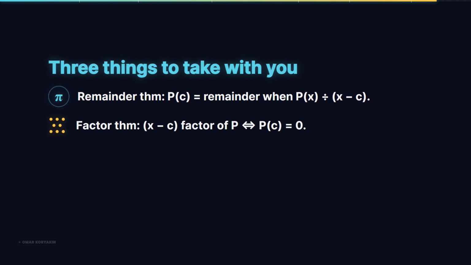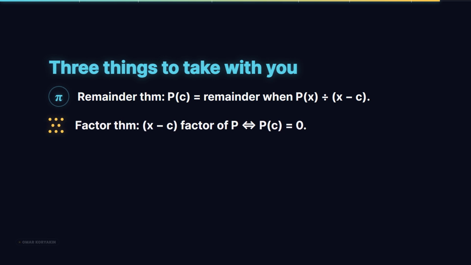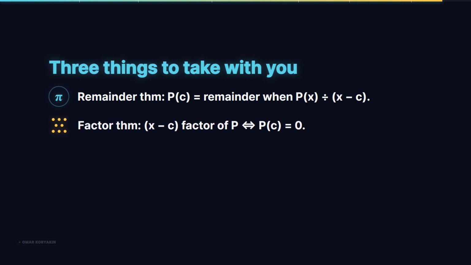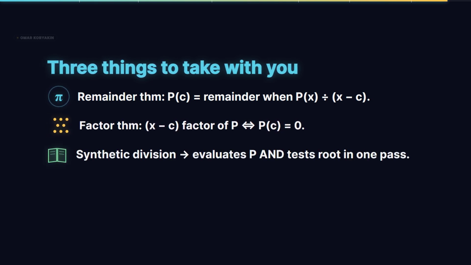Second, the factor theorem says that x minus c is a factor of p of x if and only if p of c equals 0. The if and only if structure is essential. Both directions are part of the theorem, and the converse is what makes the theorem useful as a root testing tool. Forward: factor implies 0 remainder implies p of c equals 0. Backward: p of c equals 0 implies 0 remainder implies factor.